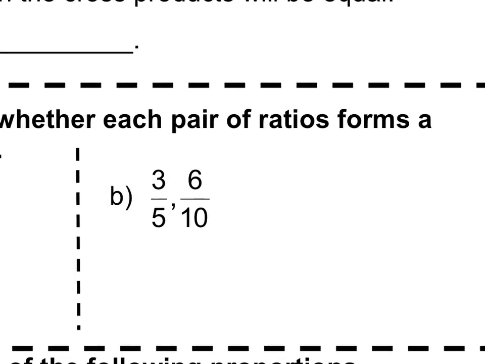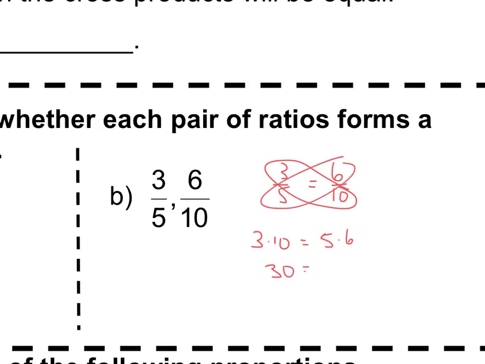Let's look at the next one. I have 3/5 equals 6/10. I do my cross multiplication. 3 times 10, is it equal to 5 times 6? Well, that's 30 equals 30. So the answer is yes.